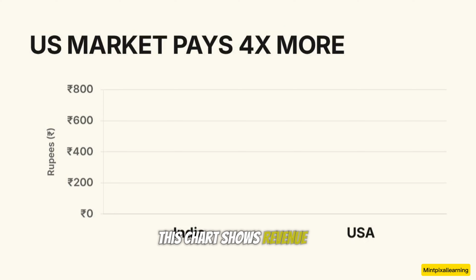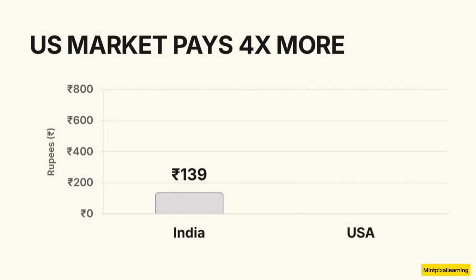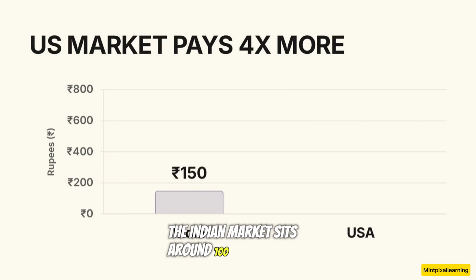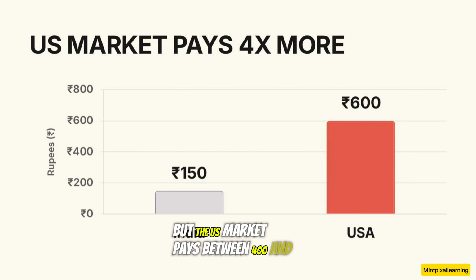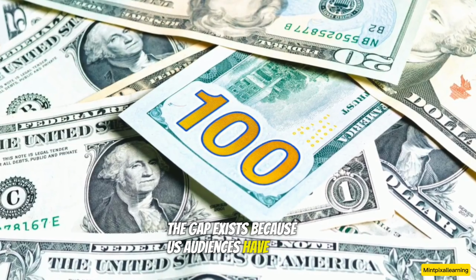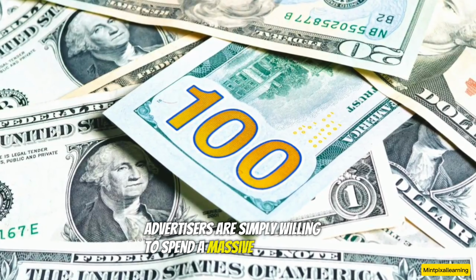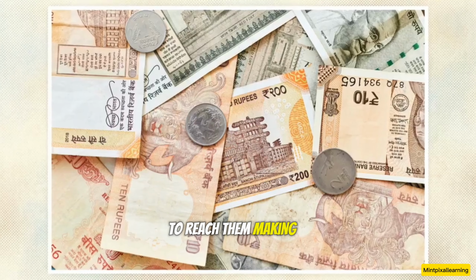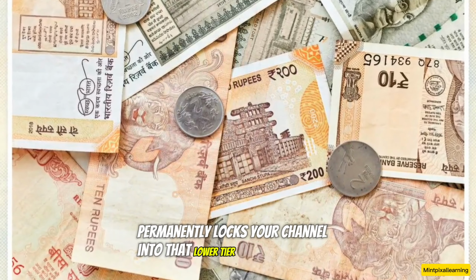This chart shows revenue per mil, or RPM, the exact monetary payout a creator gets per 1,000 views. The Indian market sits around 100 to 200 rupees, but the US market pays between 400 and 800 rupees. The gap exists because US audiences have higher purchasing power. Advertisers are simply willing to spend a massive premium to reach them. Making videos in your native language permanently locks your channel into that lower-tier ad market.